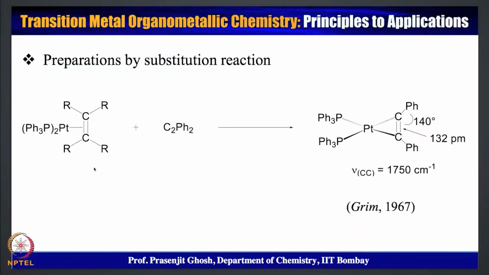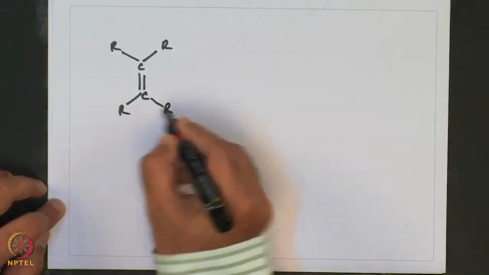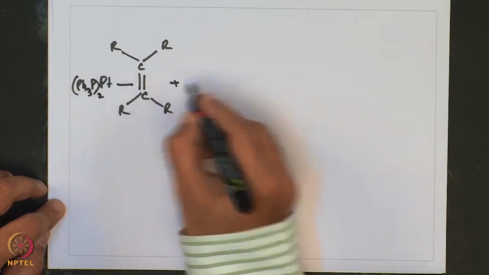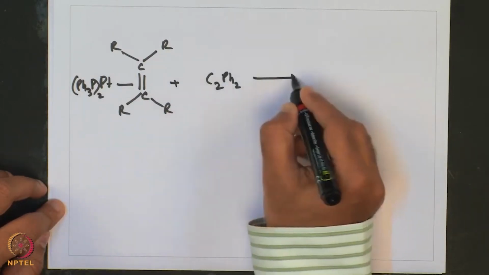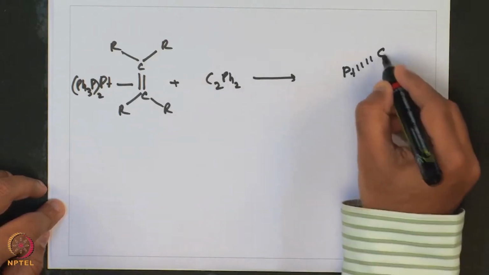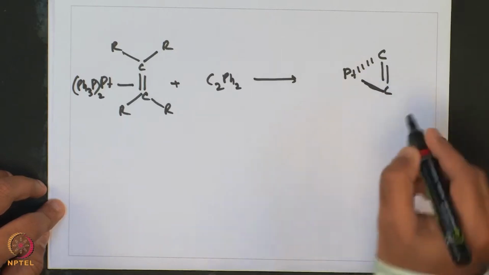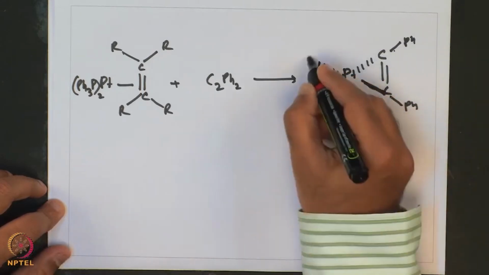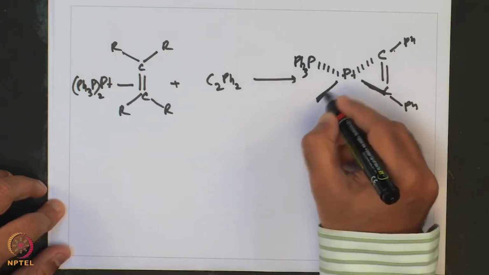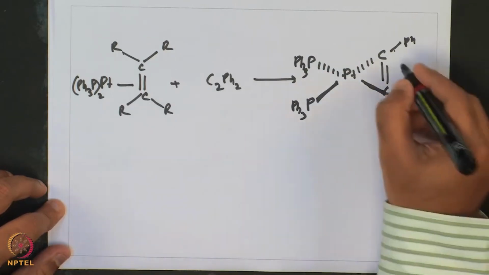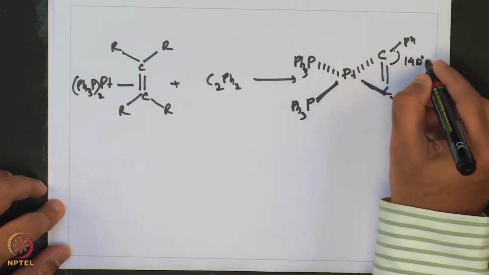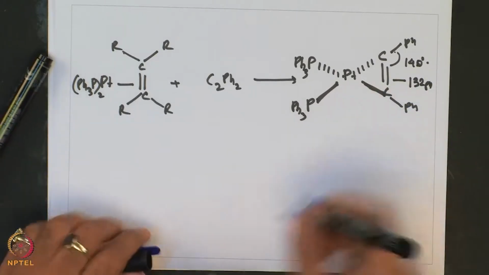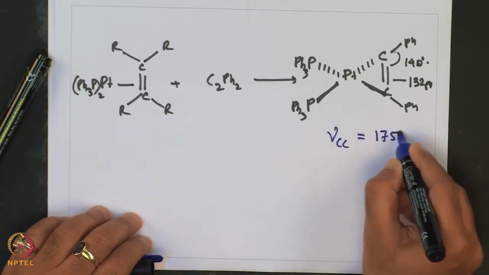Now, there is another preparation by substitution reaction. Triphenyl phosphane giving this alkyne complex with this phenyl and 2 of this triphenyl phosphane has an angle of 140 degrees, which is also different from linearity, and 132 picometer. This has also been characterized by IR, where it is 1750 centimeter inverse.